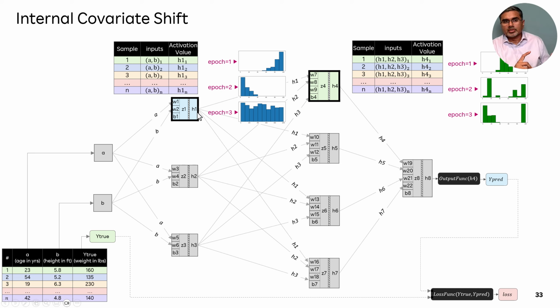So this connects to the internal covariate shift. What is the covariate here? It's not just the inputs. The activation values are also influencing the output. So your activation values are your covariates in your neural network. They are internal to the neural network, between the input and the output layer. That's why it's an internal covariate. The distribution of these activations is shifting across each training run. That's why it's called an internal covariate shift.